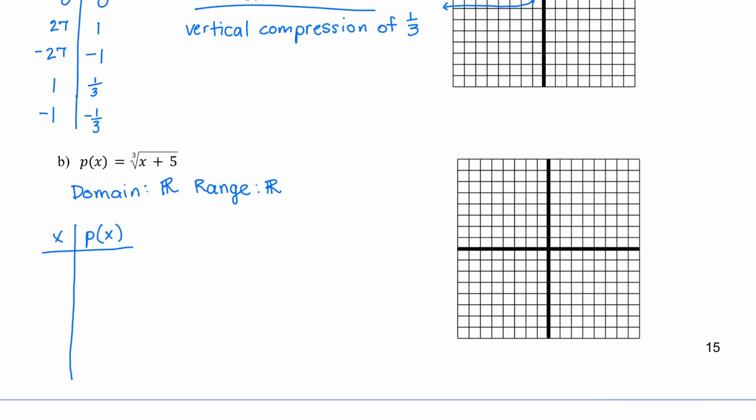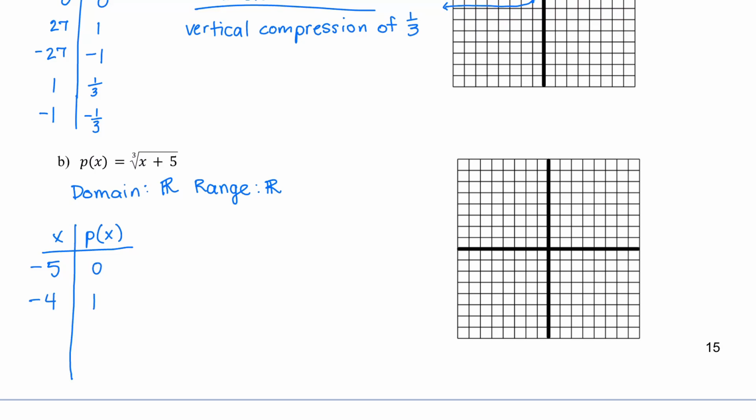I know that the cube root of 0 is 0. So I want to plug in something that's going to give me 0 underneath. So if I plug in -5, right? -5 plus 5 is 0. The cube root of 0 is 0. We can take the cube root of 1. So I'll plug in -4 and get 1, because the cube root of 1 is 1.